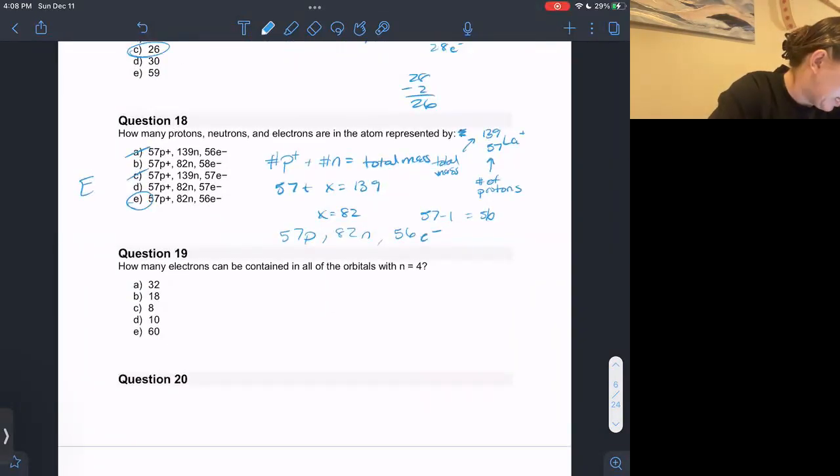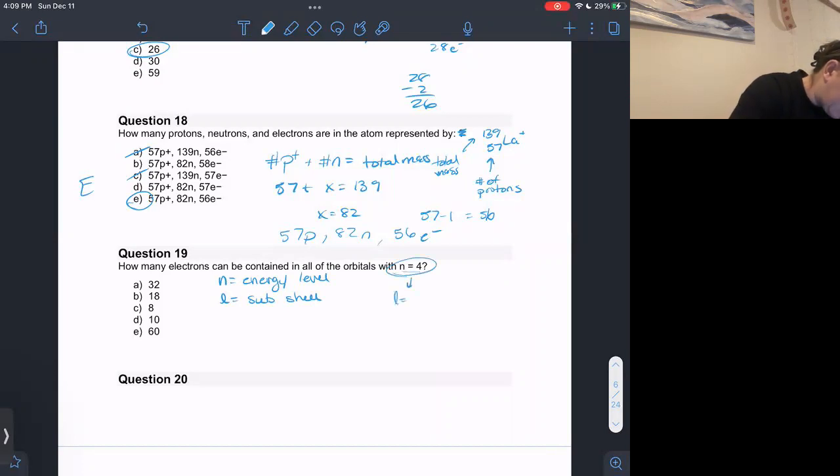Okay, how many electrons can be contained in all of the orbitals with n is equal to 4? Okay, so I know my orbitals. If I think about my quantum numbers, n is my energy level, L is my subshell, and then my orbitals with n is equal to 4. So I know that I can have L is equal to 0, 1, 2, 3, and that's going to be S, P, D, and F.